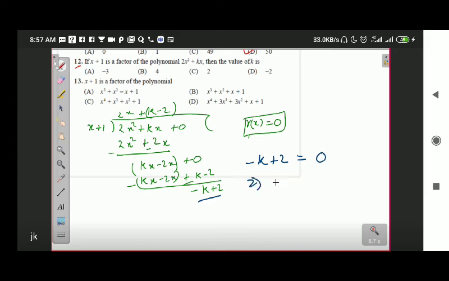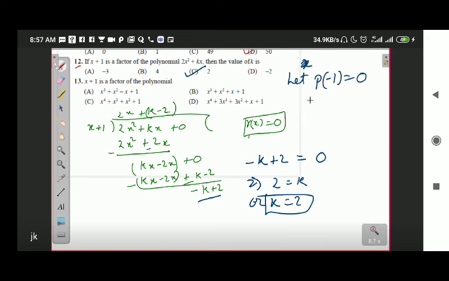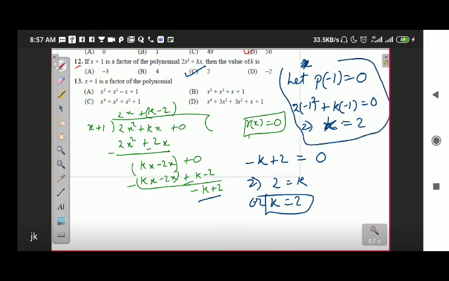That must mean 2 is equal to k, or k is equal to 2. So the value of k for the given polynomial is going to be 2. The answer is 2. You can also use the factor theorem. You will let p of minus 1 equal 0. In that way also, 2 into minus 1 square plus k into minus 1 equals 0, so k is equal to 2. In that way also you can find out the value of k. It is a simpler solution, but I want to explain the long division once again.